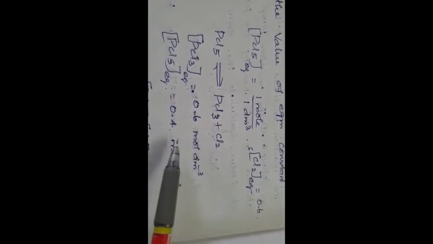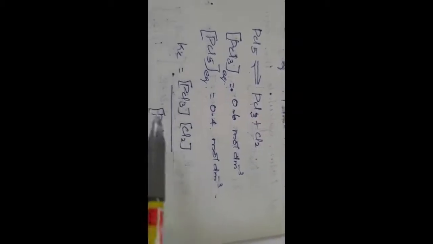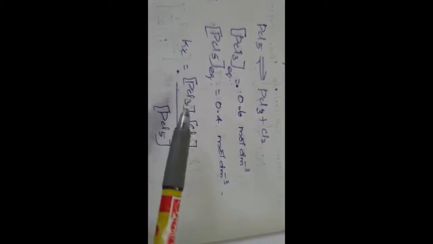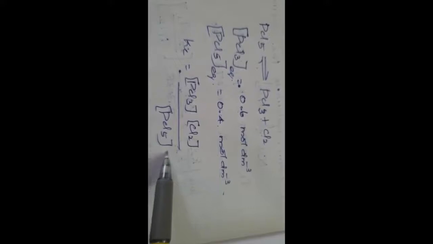Then how much PCl5 will there be? PCl5 initially is 1 mole. At equilibrium, this much has reacted. So how much is remaining? 1 minus 0.6 is 0.4 mole per decimeter cube. After that only can you calculate the equilibrium constant. Kc is equal to the PCl3 concentration times the Cl2 concentration divided by PCl5. Substituting the values: PCl3 0.6, Cl2 0.6, divided by PCl5 0.4. Simplifying, you get 0.9. Kc value is 0.9.